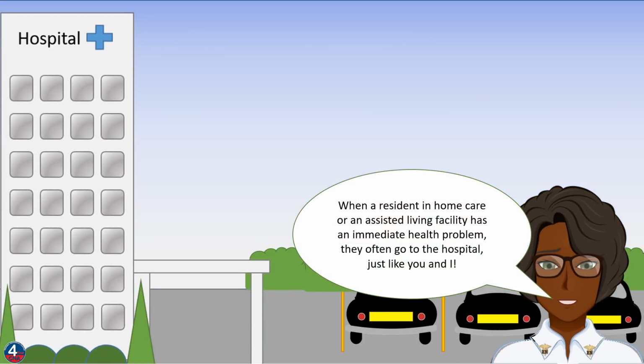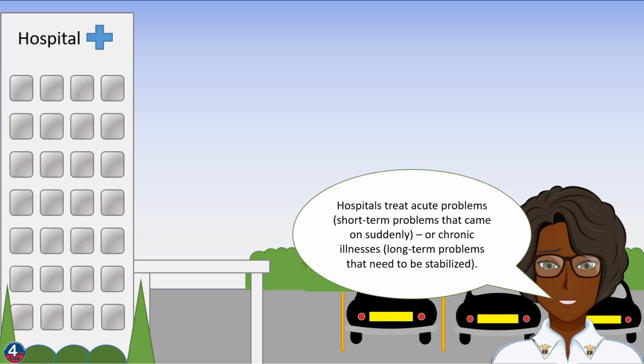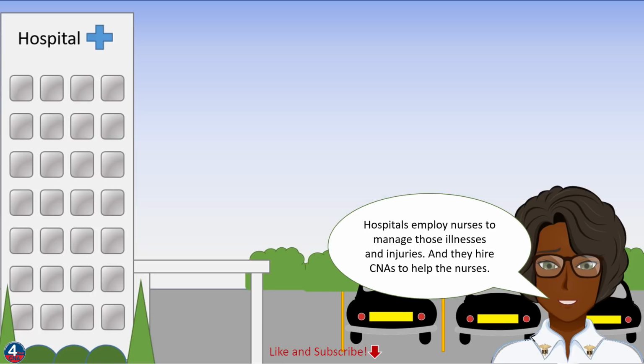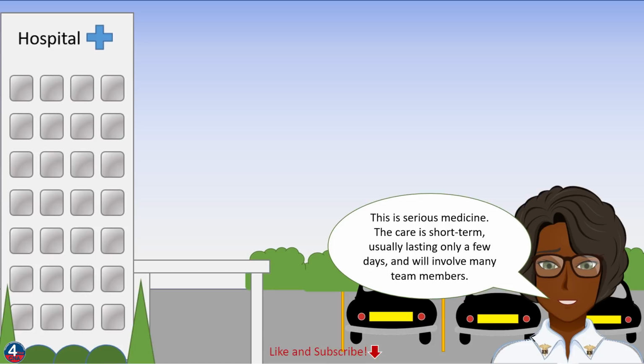When a resident in home care or an assisted living facility has an immediate health problem, they often go to the hospital, just like you and I. Hospitals treat acute problems, short-term problems that came on suddenly, or chronic illnesses, long-term problems that need to be stabilized. Hospitals employ nurses to manage those illnesses and injuries, and they hire CNAs to help the nurses. This is serious medicine. The care is short-term, usually lasting only a few days, and will involve many team members.